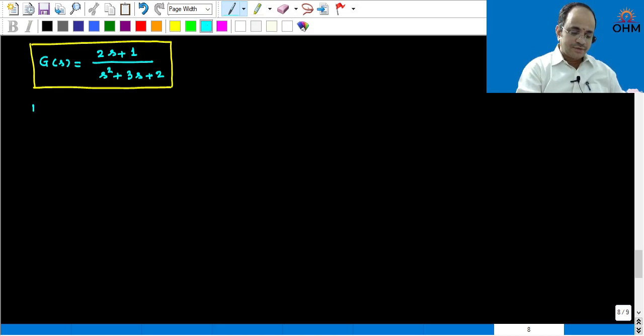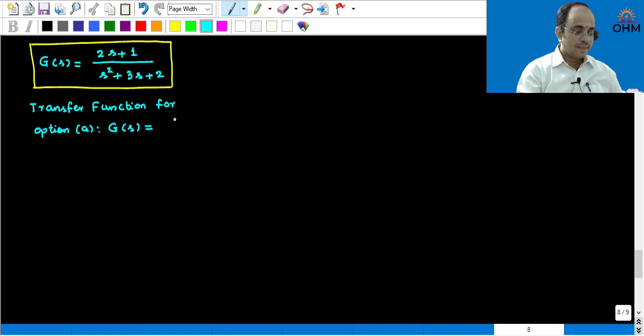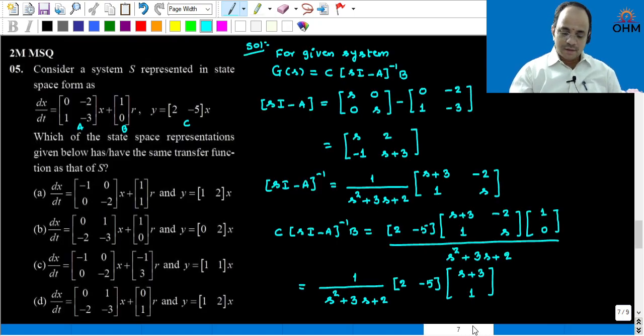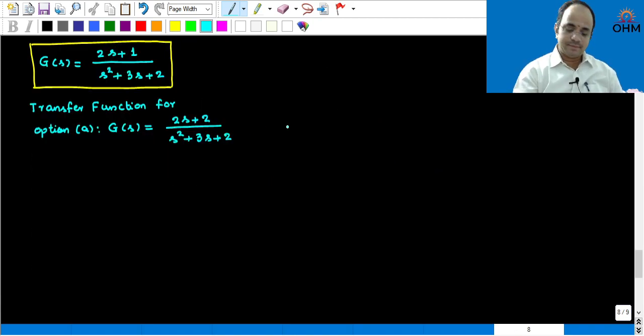Now, I will write down here the answers. Transfer function for option A, G of s is equal to, I got it, 2s plus 2 divided by s square plus 3s plus 2. Surprisingly, the examiner has given for the four options, the determinant is the same, the denominator is the same.